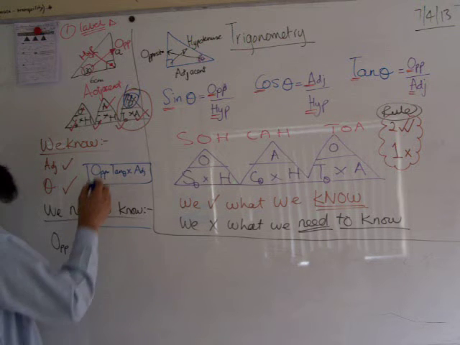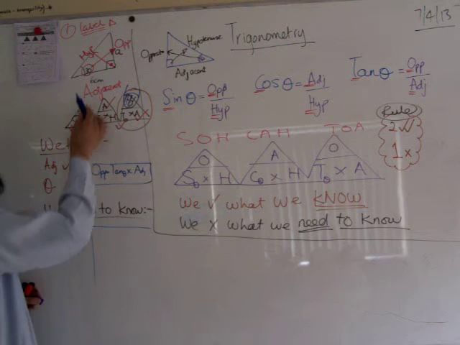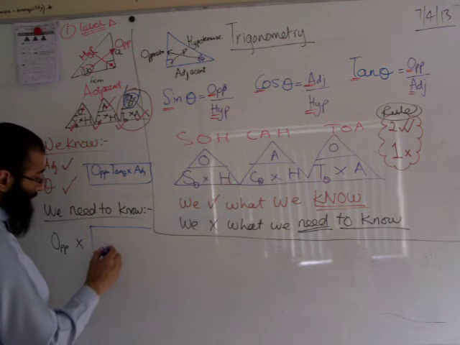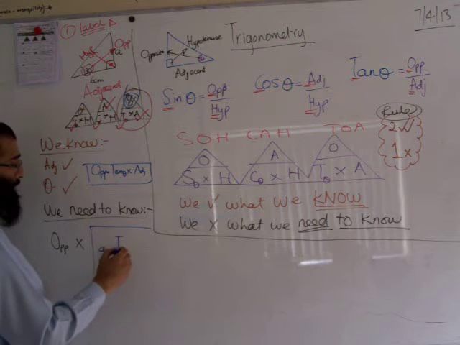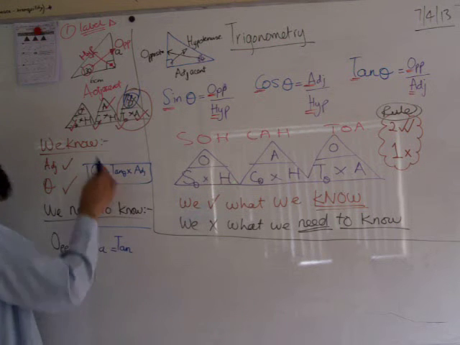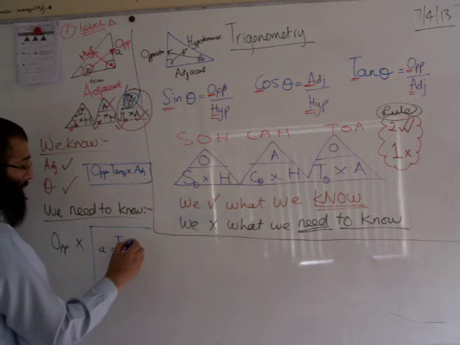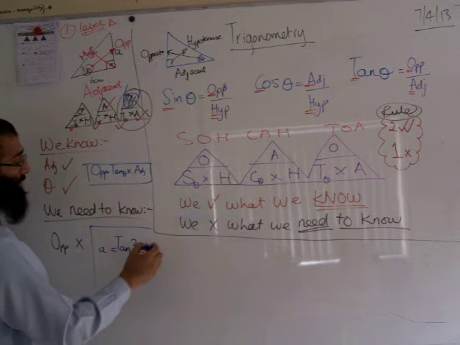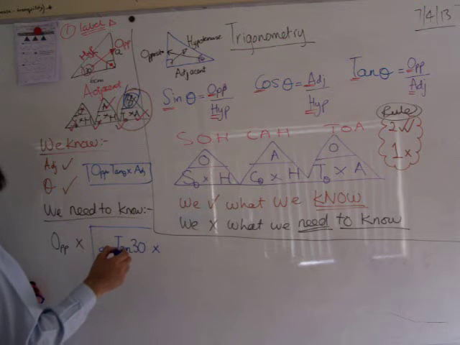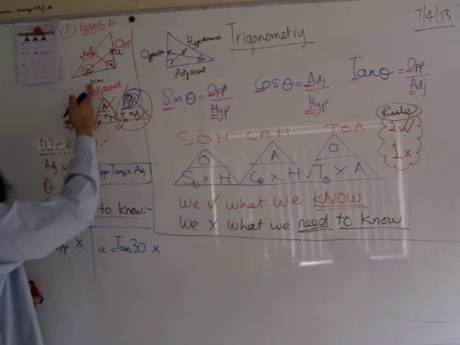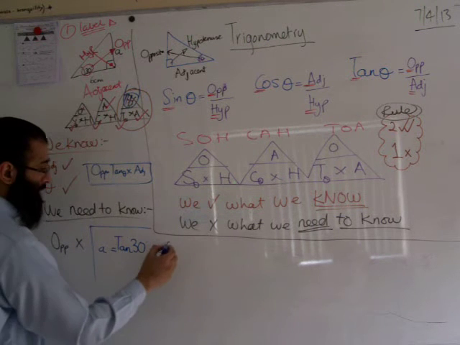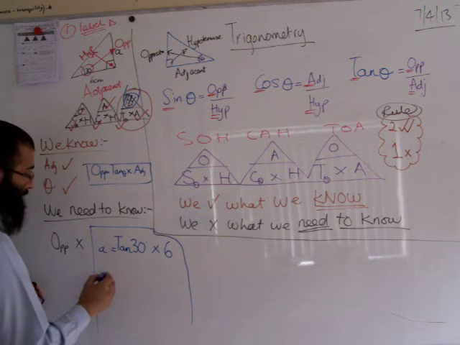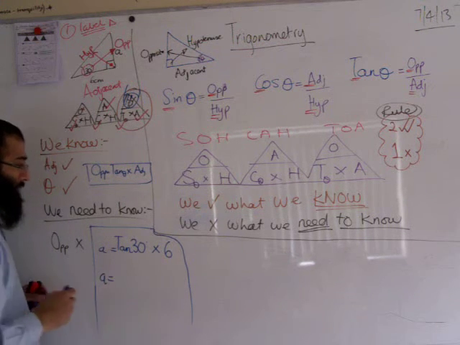Okay, so we say the opposite. What is the opposite in the diagram? The opposite in the diagram is our little a. And tan of the angle, which is tan 30, we have to times that by the adjacent. The adjacent is, what's the adjacent? 6. Okay.